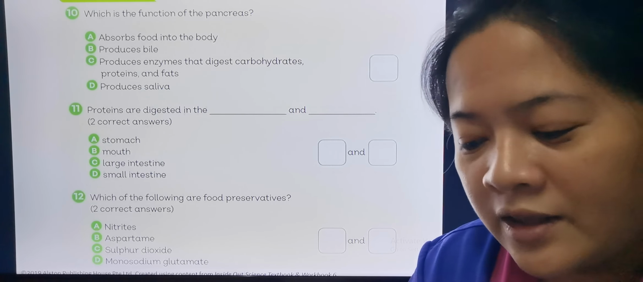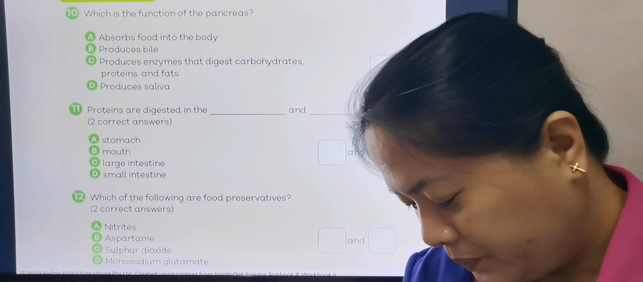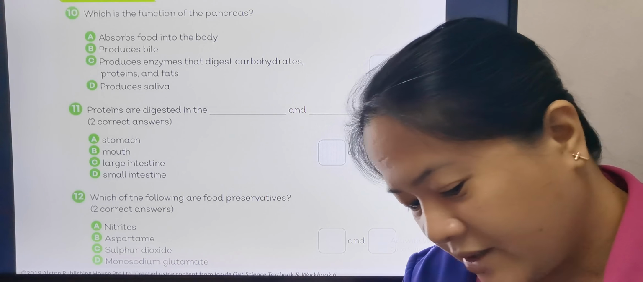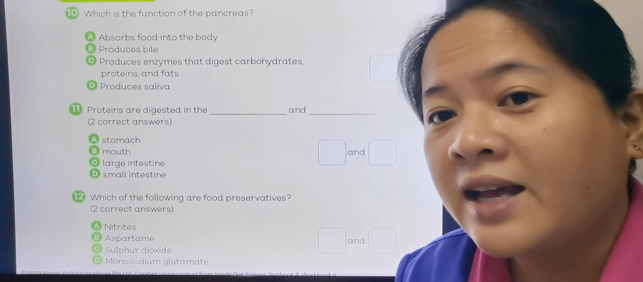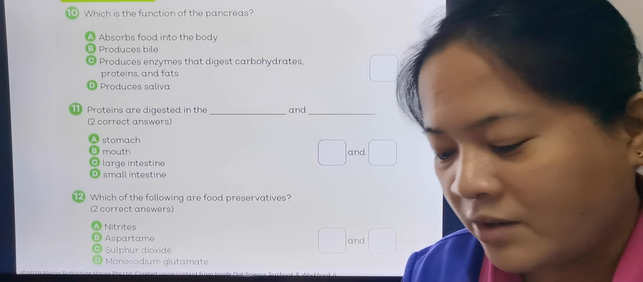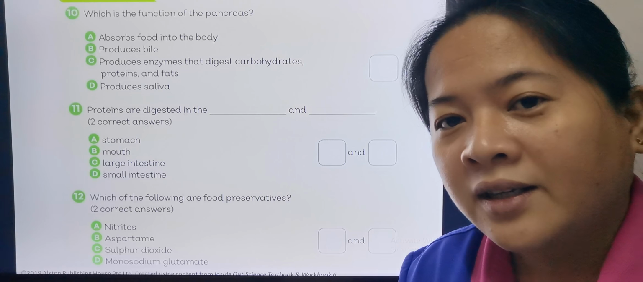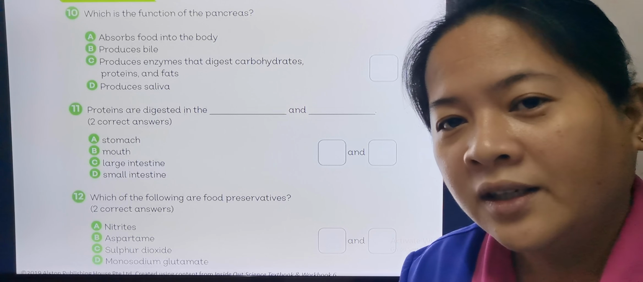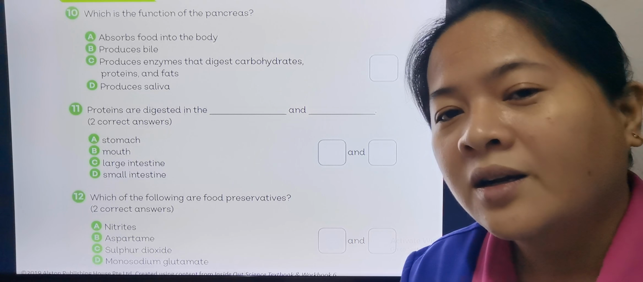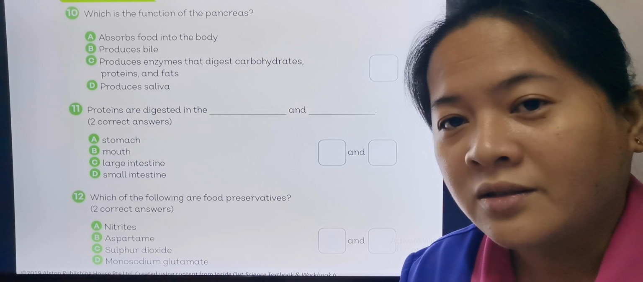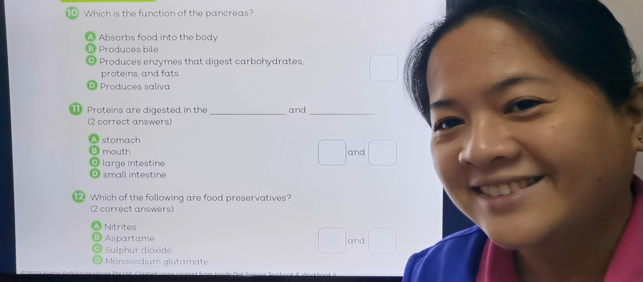Okay, so we're done with the student book and the workbook, pages 9, 10, 11, and 12. Pages 9, 10, and 11 we already finished. I already gave you that. So that's it for this chapter. You read your books because next meeting we're going to have a long quiz, starting from nutrition to digestion.